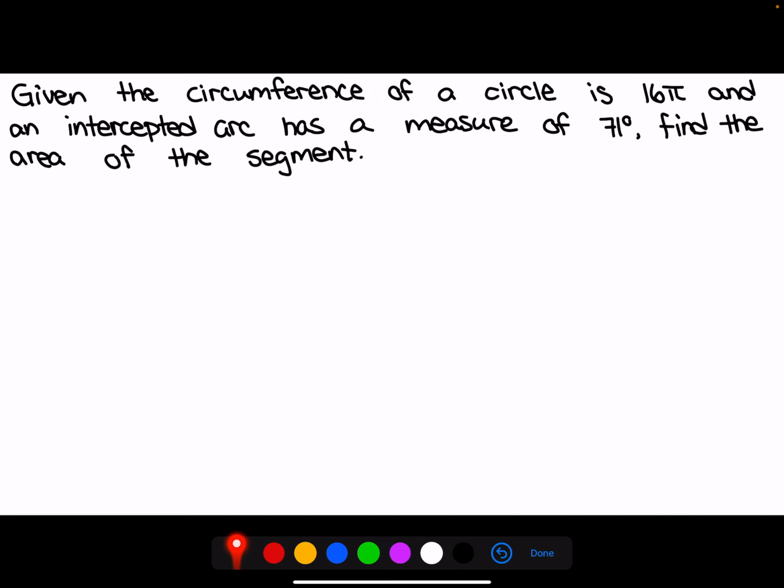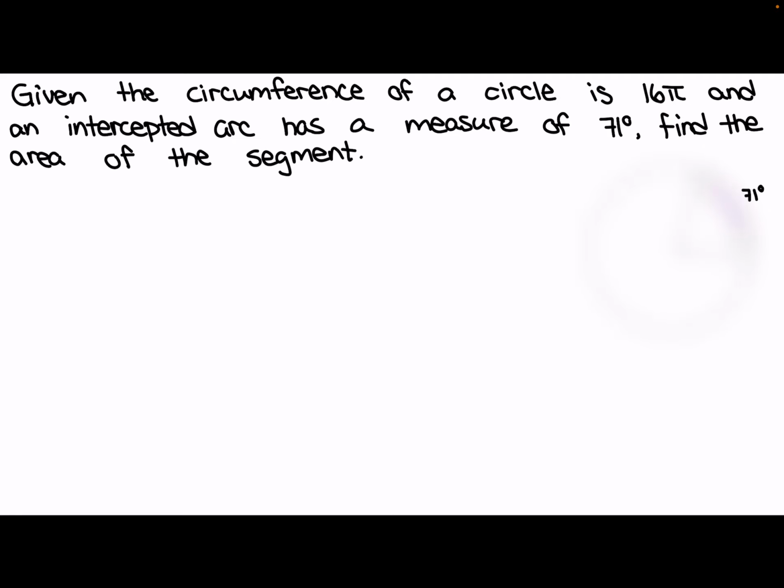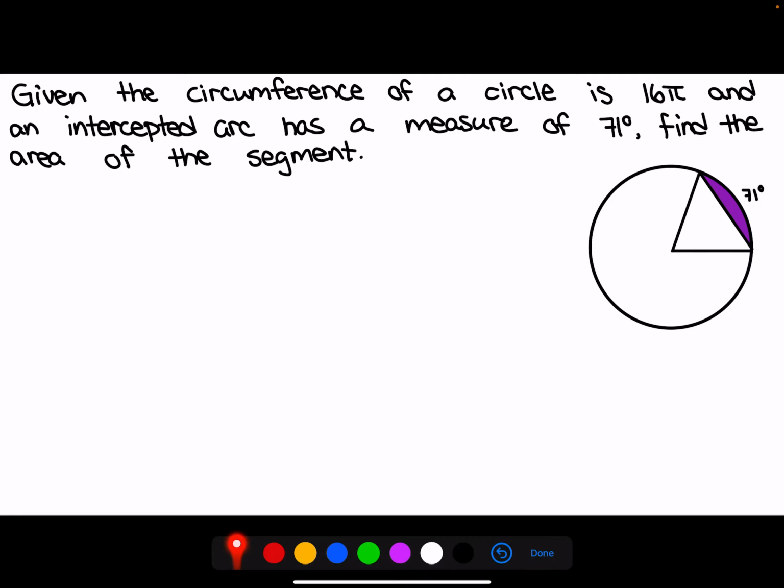All right, our final problem for the day. Given the circumference of a circle is 16 pi and an intercepted arc has a measure of 71 degrees, find the area of the segment. So they're already telling us that the intercepted arc is 71 degrees, and they're not telling us the radius, but they're giving us circumference instead. So here's our picture, and as we can see, we have our segment right over here.